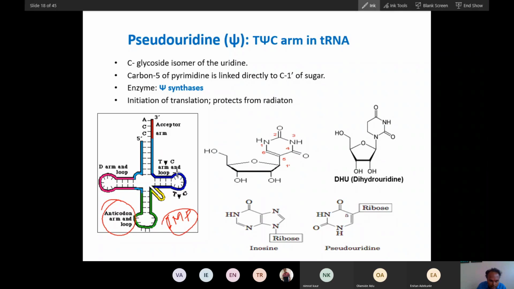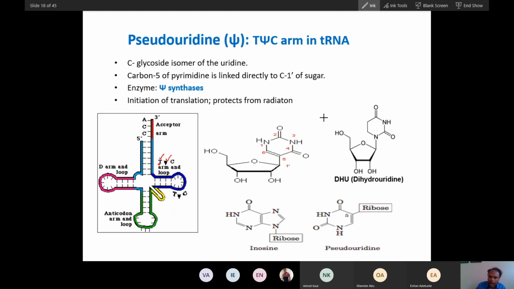You can see here the T-psi-C loop. Do you generally find thymine in RNA? No. But tRNA has thymine. In tRNA you can see thymine, and this loop is rich in thymine and pseudouridine.